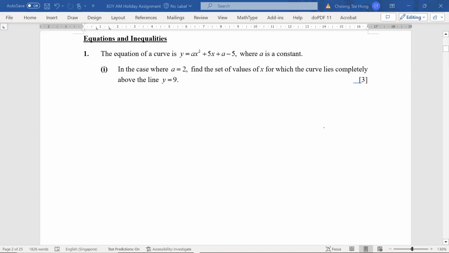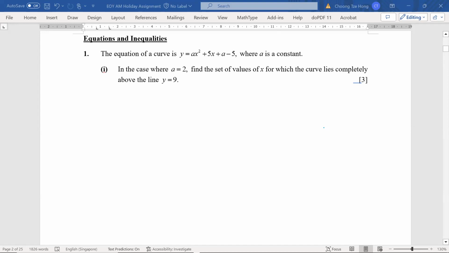Alright, students, in this video, I'll be going through the 2014 O-Level Paper 1, Question 9. It's a question regarding equations and inequalities. The question goes: the equation of a curve is y equals ax squared plus 5x plus a minus 5, where a is a constant.